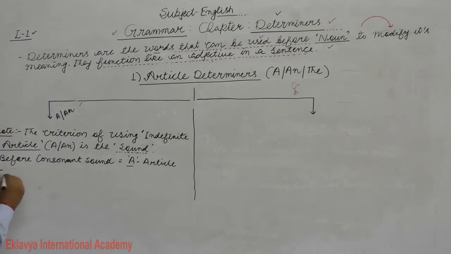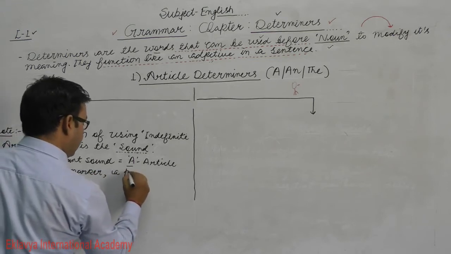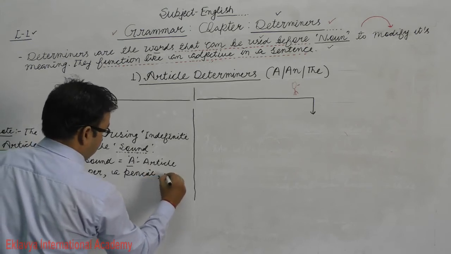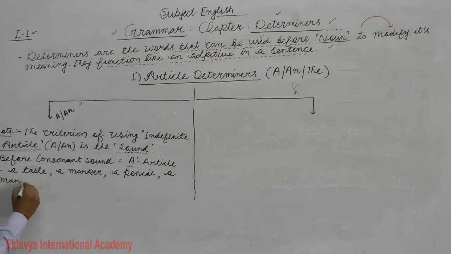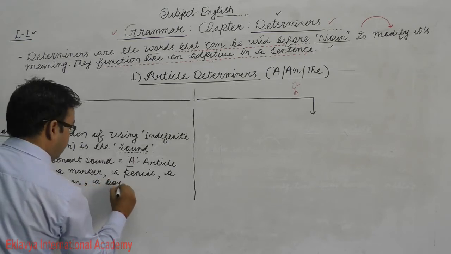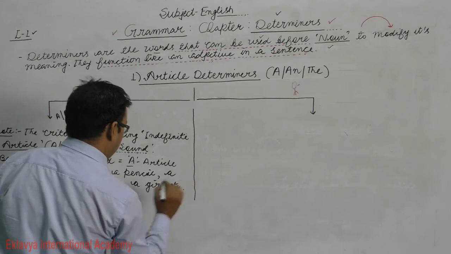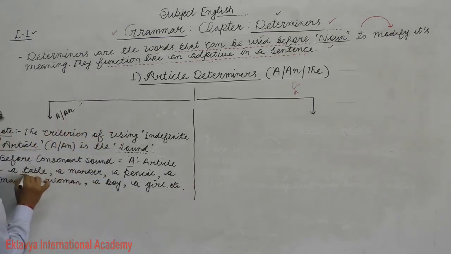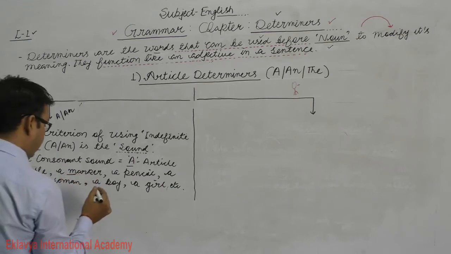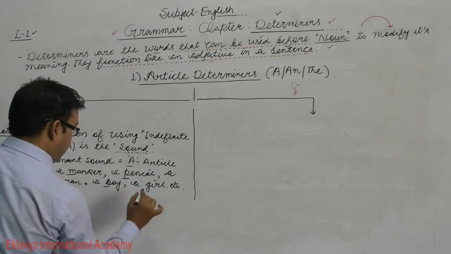Examples, like a table, a marker, a pencil, a man, a woman, a boy, a girl, etc. Okay, students, so here we have the sound of consonant T, then M, then P, then again M, then W, then B, then again we have G.